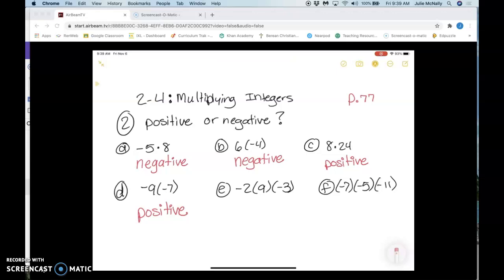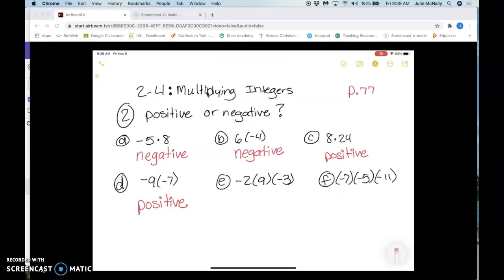Letter E, how many negatives are there? 2. 2 is an even number, so it's going to be positive. And number F, how many negatives are there? 3. 3 is odd, so it's negative.